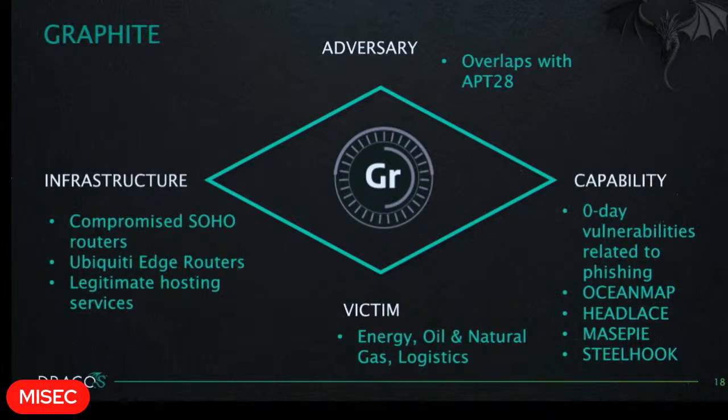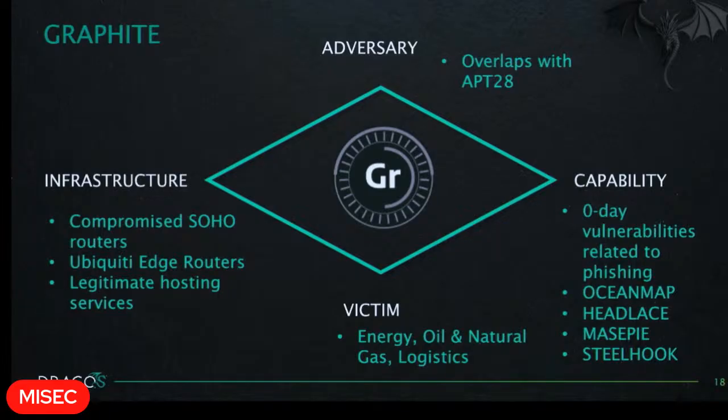Okay. Next, I want to talk about Graphite. This is one of the new groups that we're tracking. They're mostly just phishing, which, to me, is kind of boring. There's no ICS capability there. And they use a whole bunch of different techniques to hook into your email, basically.